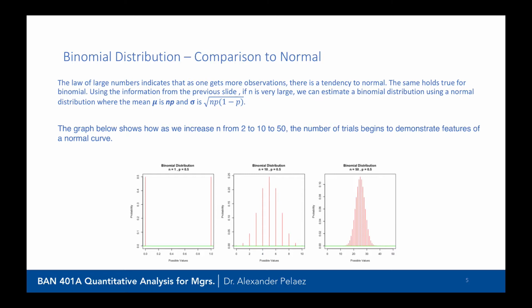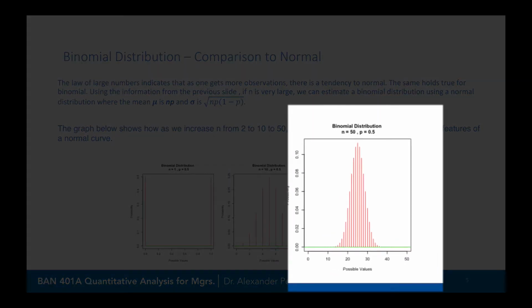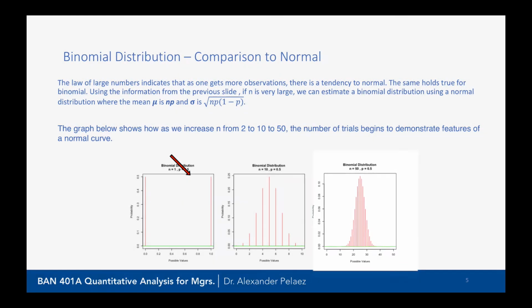Now, if n is very large, we can estimate the binomial distribution by using a normal distribution. And you can see that on the right side because we have n equals 50. What it begins to show us are the possible values of the number of successes. The graph below shows that as we increase n to 10, it starts showing the elements of a bell curve. And as we go to 50, it shows an even more pronounced bell curve. And so we can approximate our binomial using a normal distribution where mu is n times p as the expected value, and sigma, the standard deviation, is the square root of n times p times 1 minus p.